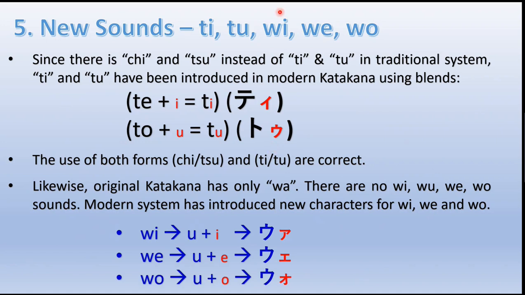So this is very important to note that we are not using the Va sound, which is existent in the traditional system, to make any of these blended sounds. Instead, we are using the U sound as the main sound, and we are blending it with I, E, and O sounds. So these are written in half the size. So Vi is basically wi, Ve is basically we, and Vo is basically wo.